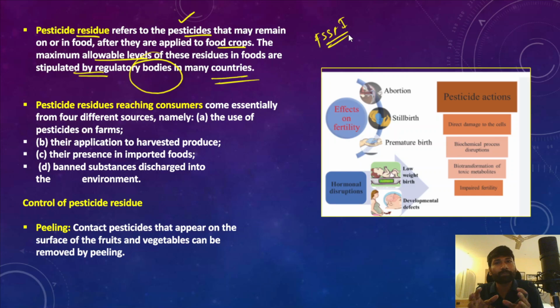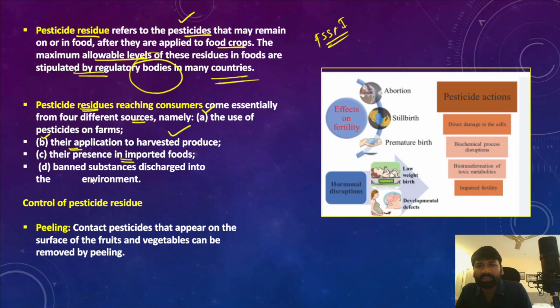Now we'll understand how the pesticide residues are actually reaching consumers. They essentially reach consumers in 4 different ways. One is when we use these pesticides in agriculture, and consumers eat those agricultural produce on which pesticides were used earlier. Secondly, the use or application of pesticides to harvest the produce. After cultivation, in order to harvest the produce, there are certain farmers who also use these pesticides. And apart from that, their presence in imported foods is also another way of reaching consumers.